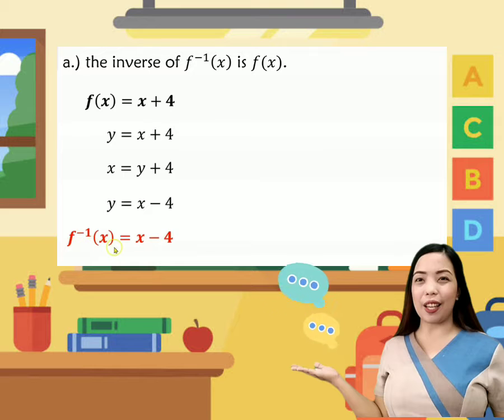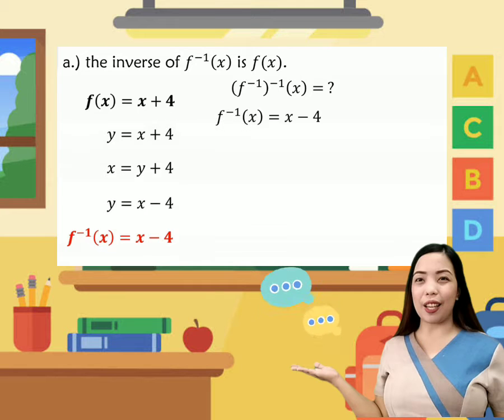Now we already have the inverse. What we are going to do next is to get the inverse of this. So the inverse of the inverse is f of x. So we are going to prove that when we get the inverse of our inverse, we will go back to the original function. So what is the inverse of f inverse of x? So let's start with our inverse, x minus 4. Let's follow the steps. First one, let us replace f inverse of x with y. So y is equal to x minus 4.